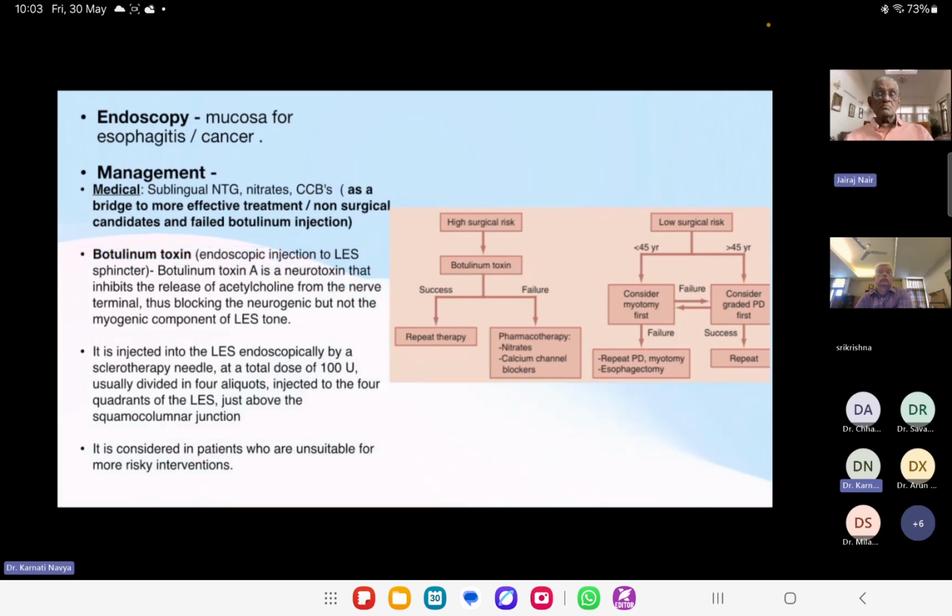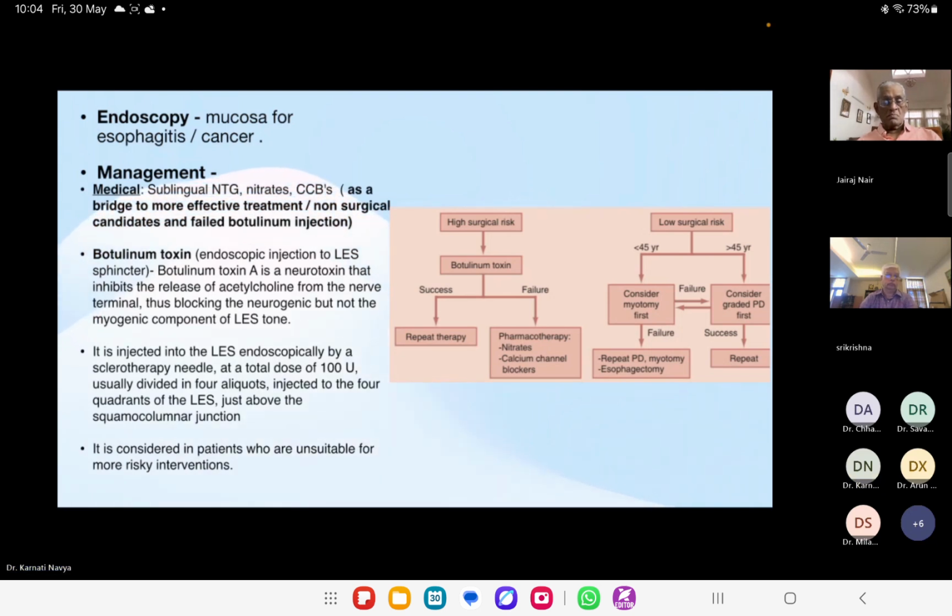If the patient is more than 45 years, then consider a graded pneumatic dilatation first. If it is successful, then repeat. The similar thing, medical management with sublingual nitrates or calcium channel blockers, is performed. It is usually a bridge to effective treatment, or for non-surgical candidates and patients with failed botulinum toxin injection.